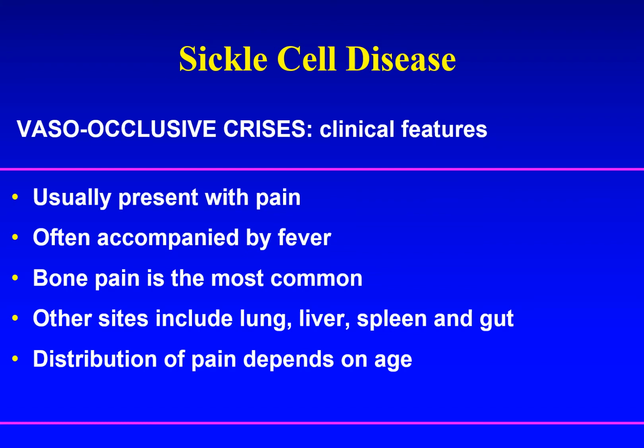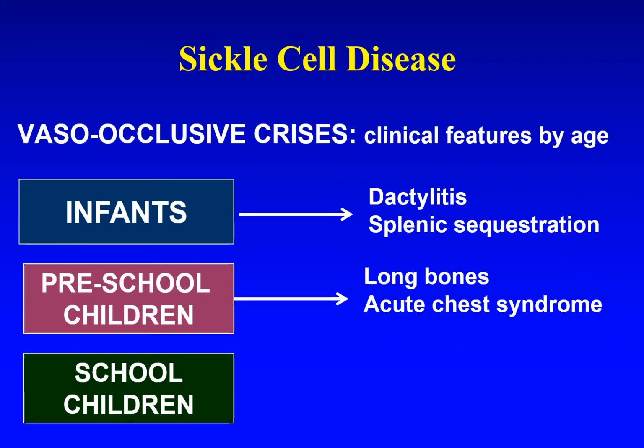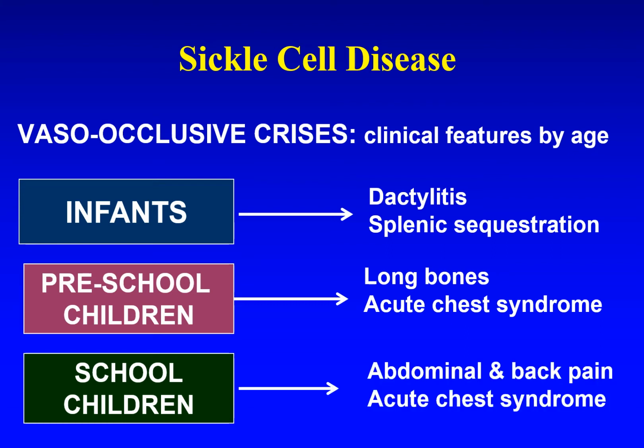And the distribution of pain can depend on age. Typically, 1-year-olds present with dactylitis and splenic sequestration. As you get to the preschool age, long bones can be affected, including arms and legs, and they can develop acute chest syndrome. And in school children, abdominal and back pain can be a prominent feature and an area in which pain can be seen, as well as acute chest syndrome.